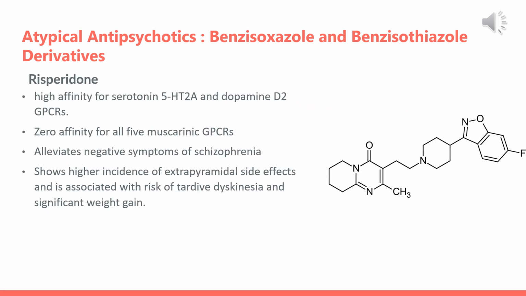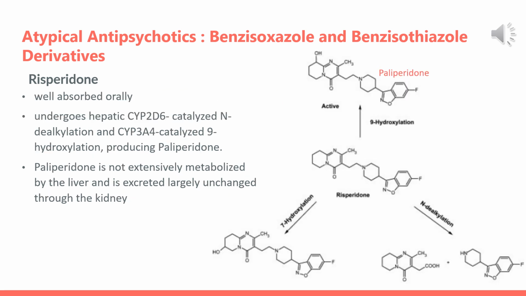Starting with risperidone, it has a very high affinity for serotonin 5-HT2A and high affinity for dopamine D2 GPCRs. It has zero affinity for all 5 muscarinic GPCRs. It also alleviates the negative symptoms of schizophrenia, and risperidone, as well as its active metabolite, demonstrates a higher incidence of extrapyramidal side effects compared to other second-generation antipsychotics, and they are associated with risk of development of tardive dyskinesia and also produce significant weight gain.